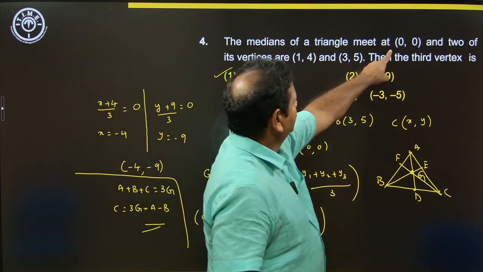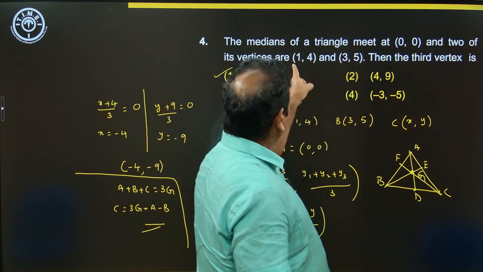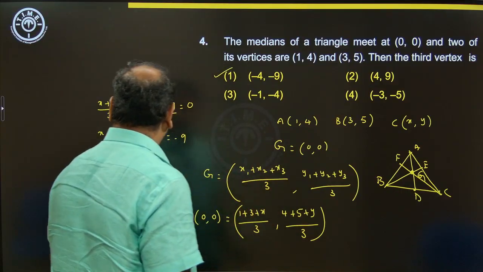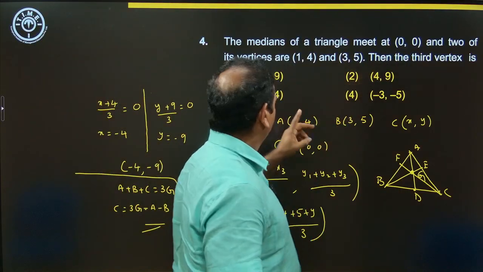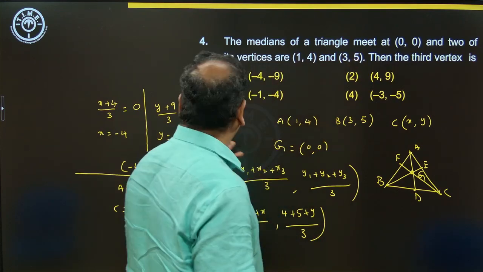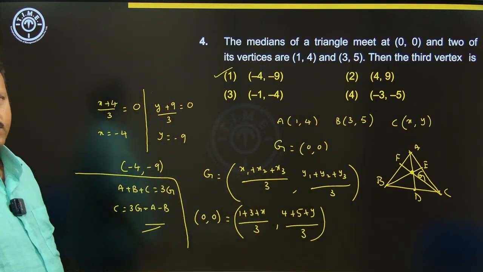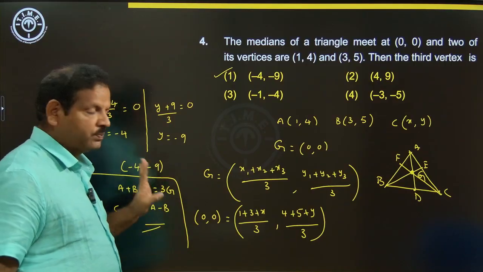See this one now, 3 into 0, 0 minus 1, minus 3, minus 4. Next, 3 times of this, 3 into 0, 0 minus 4, minus 5, minus 9. Directly got the answer. Okay, so anything you can do.